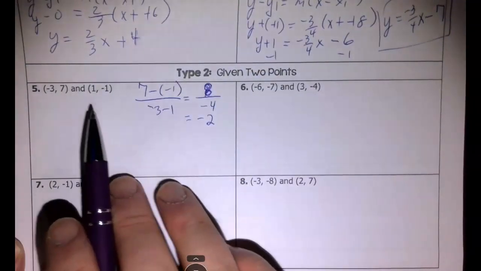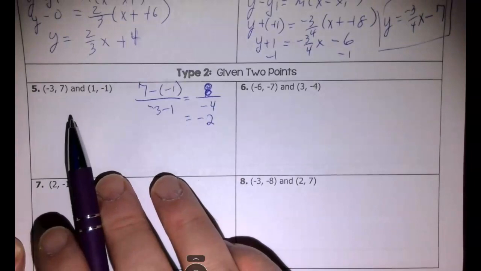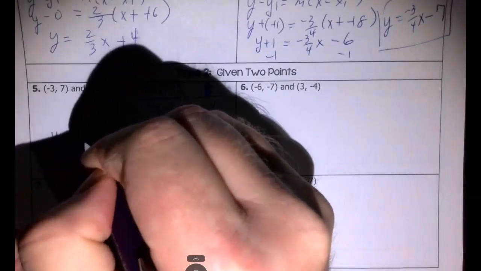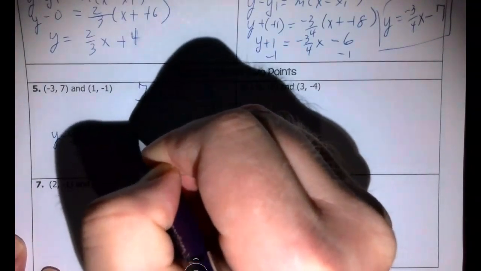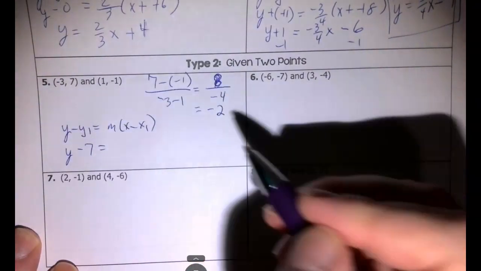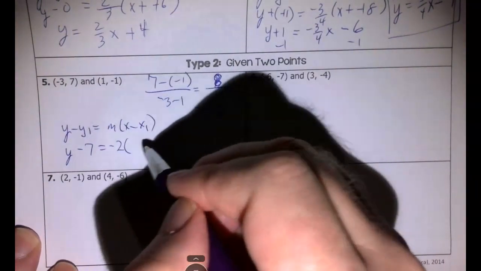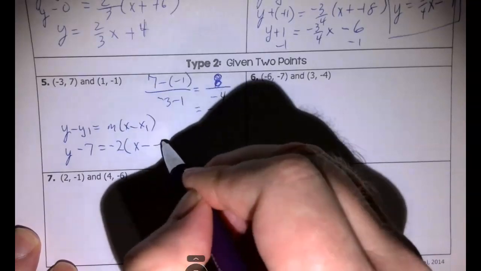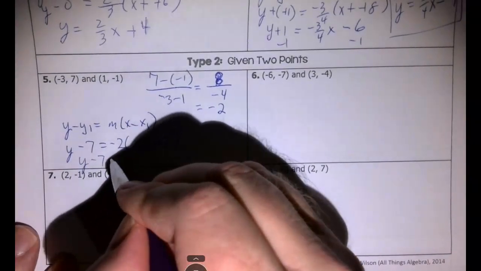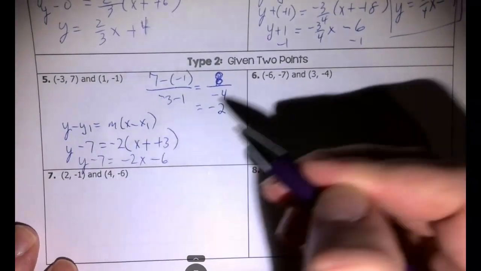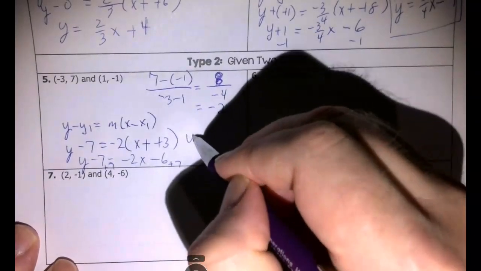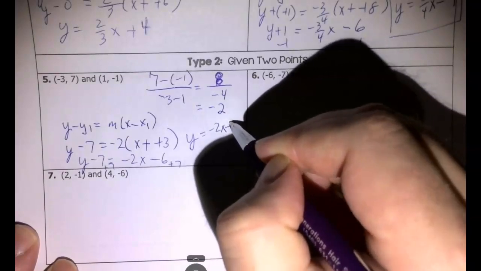So again, we will just follow the point slope form. Okay, we're going to use the first point. So y minus 7 equals negative 2 times x minus a minus 3, plus, plus. Okay, so we got y minus 7 equals negative 2x minus 6. Bring the 7 over by addition. Let me squeeze that in there. We get y equals negative 2x plus 1.